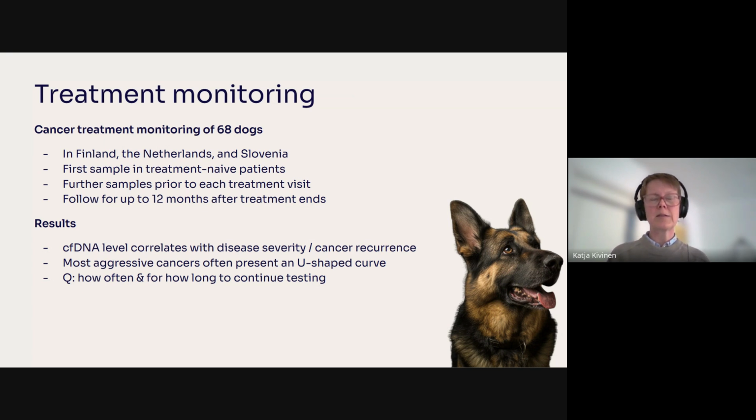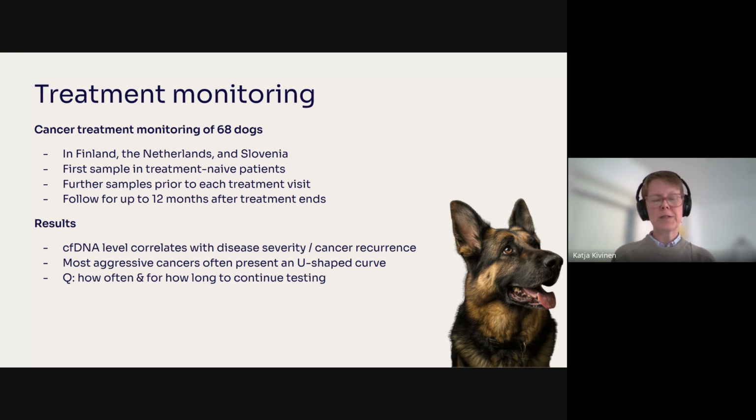So we can see very sharp increases and decreases depending on how well the dogs respond to treatment. The most aggressive cancers, so I'm talking about lymphomas here because we have a lot of lymphoma samples, often present a U-shaped curve. So the first sample, the baseline, is very high because the dog hasn't been treated yet. And then once the treatment starts, the cell-free DNA comes down very sharply for a while, and this can last for months. And then it starts increasing again, and sometimes this increase can be very sharp as well.